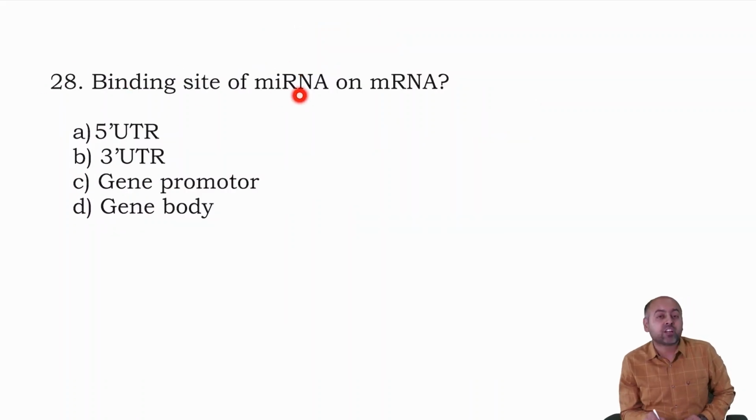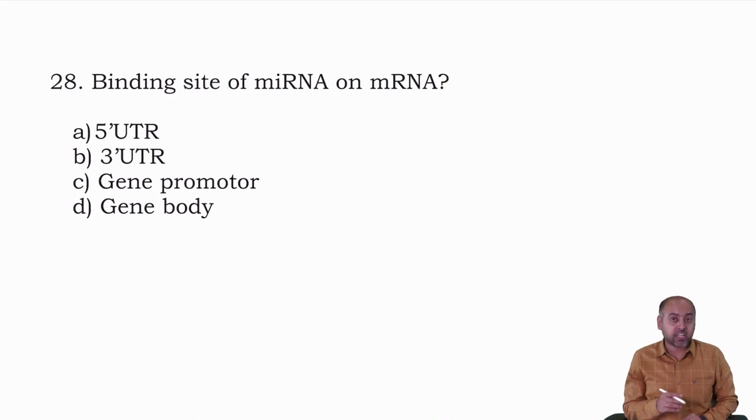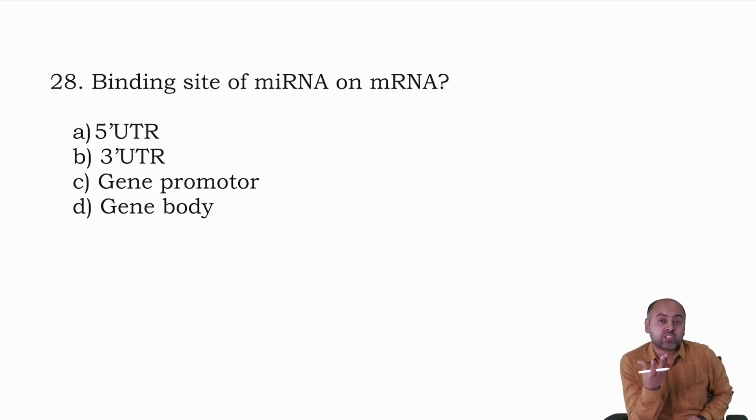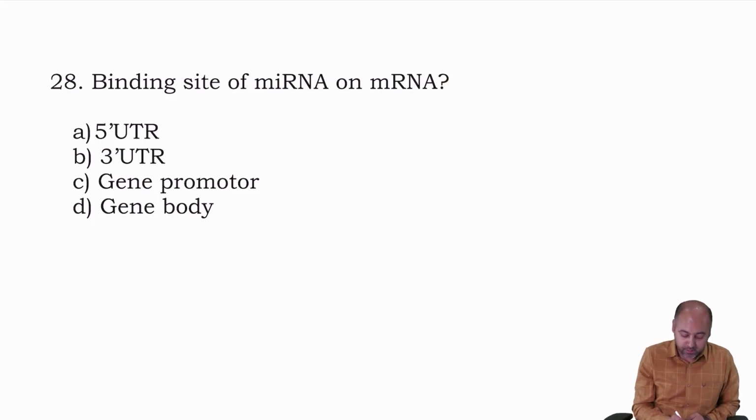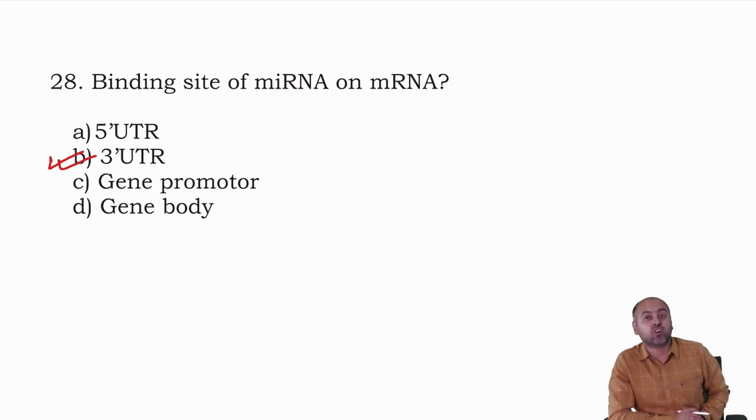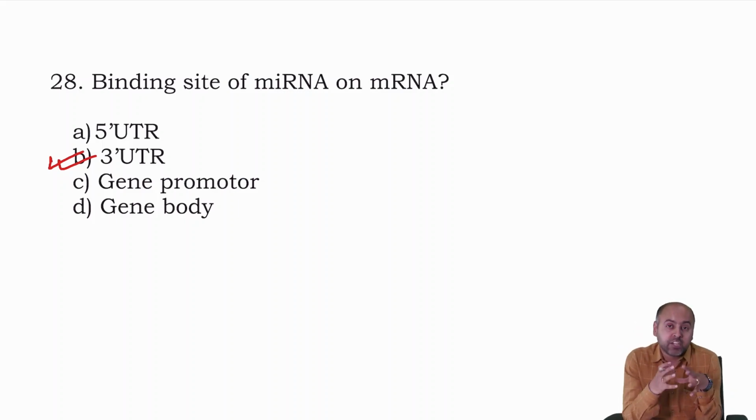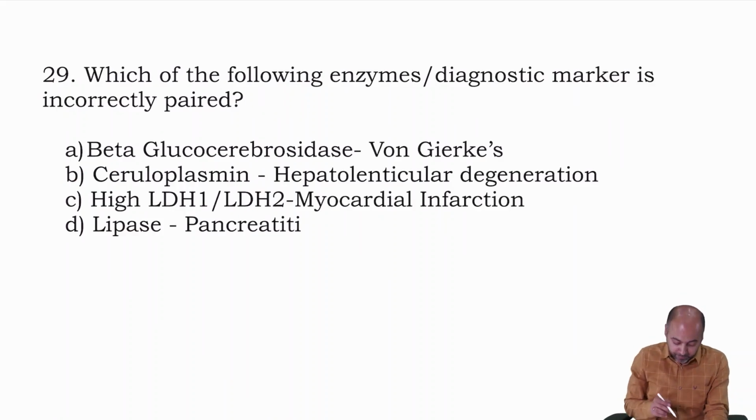Binding site of microRNA on messenger RNA. This is again that question which we don't expect you to know. The correct answer is the 3' untranslated region of the messenger RNA. The end point and the part which is not getting translated, that is why we call it UTR, the untranslated region. This is where the microRNA will interact with the messenger RNA. It will look for homology, and if homology is there, then it will prevent the translation of that messenger RNA.